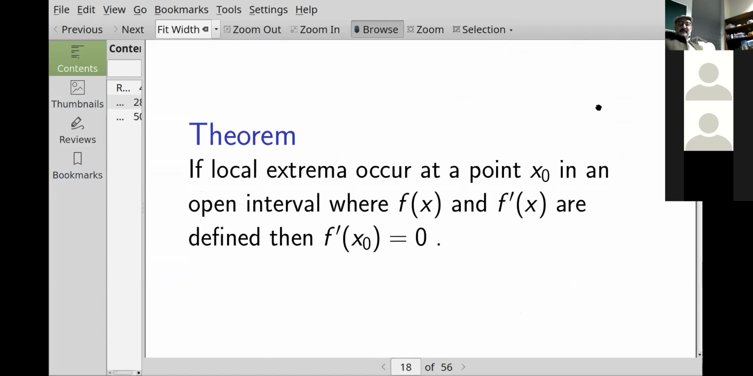Okay, and last time we had this theorem that says if local extrema occur at x naught in an open interval where the function and its derivative are defined, then the derivative at x naught is equal to 0. So this doesn't mean that everywhere where the derivative is 0 you've got an extrema. What it means is if you've got a nicely behaved function, at least on those intervals where the function exists and its derivative exists, then out of the points where the derivatives are zero, some of those points are going to be the ones. If they're a local extrema, that's where you want to go looking for them.